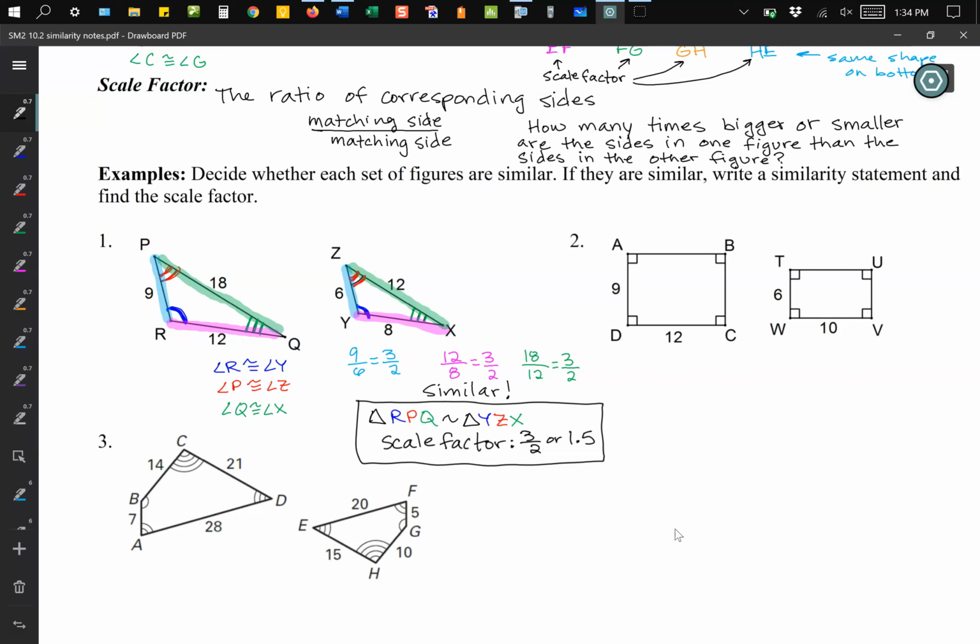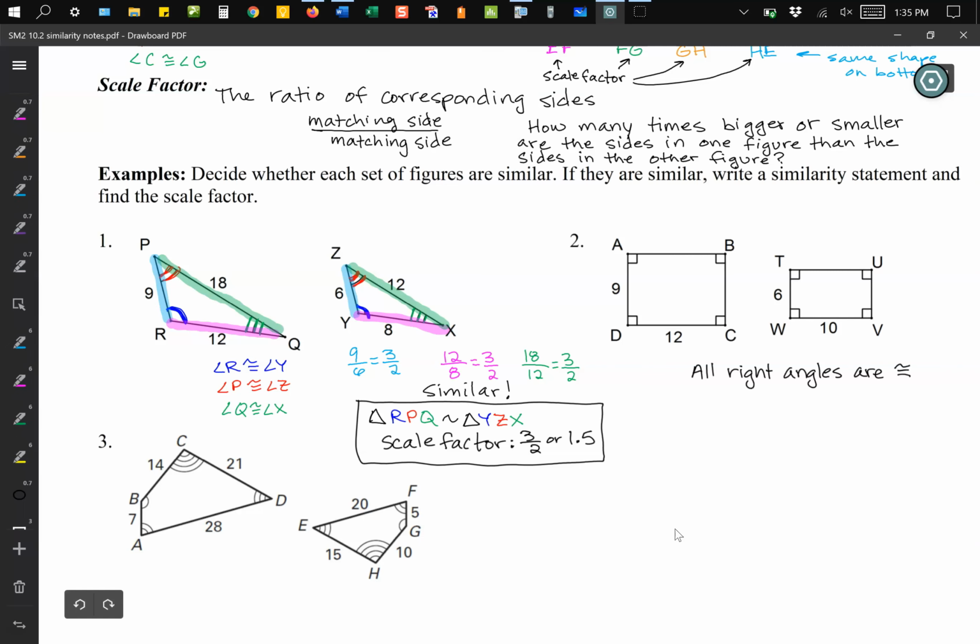So now we're going to look at example 2. In example 2, I've got two rectangles. So the angles are pretty easy. All of them are right angles. Right angles are all 90 degrees. I can just write all right angles are congruent. So obviously the angles are good. All of the angles match up, but I need to test the sides.